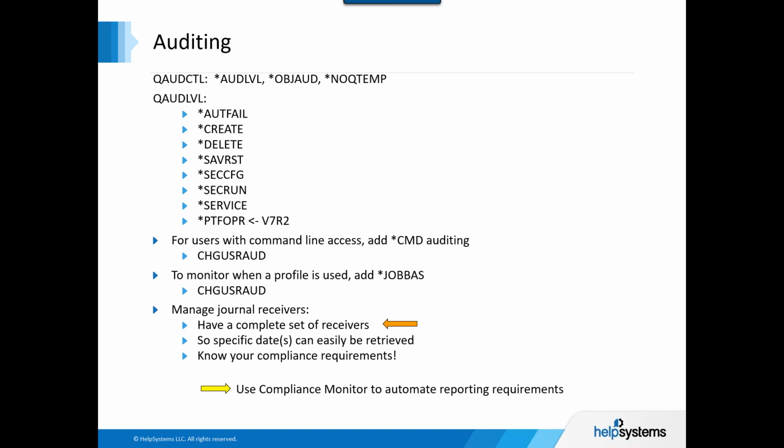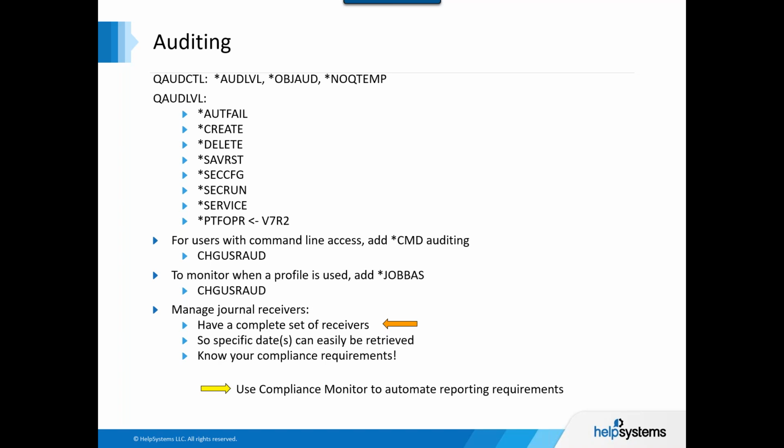Some auditors require that you do extra auditing for users that have a command line, or possibly for those users that have all object special authority. Some even require it for SecAdmin. To do that, you would use the CHGUSRAUD command to turn on additional auditing that will log all of the commands that those users enter from a command line.